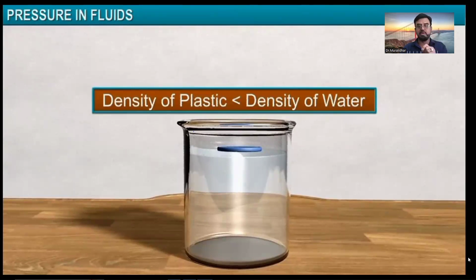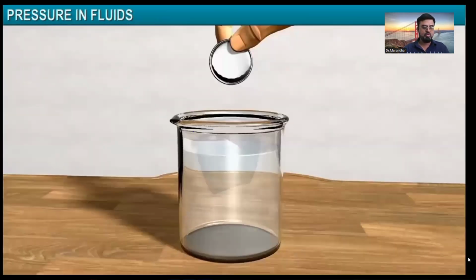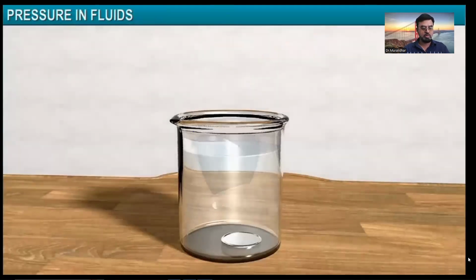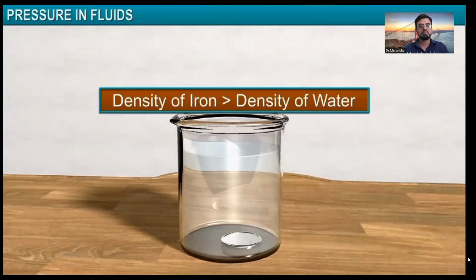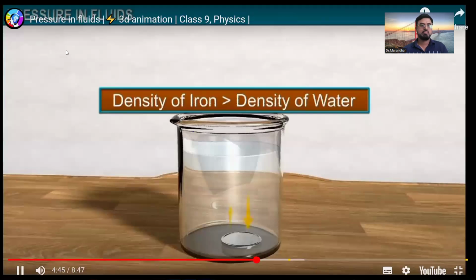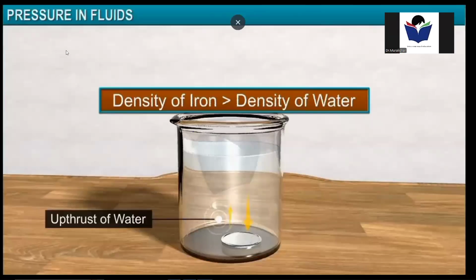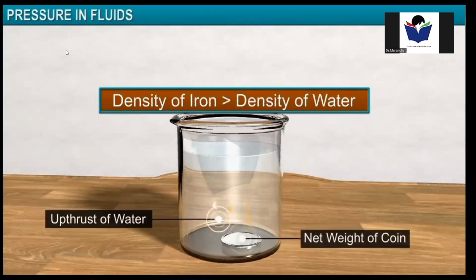So density is very important. That's why, before going further, knowing about density, we should know this. The upthrust of water on the plastic coin is greater than the net weight of the coin. On the other hand, the iron coin sinks because the density of iron is higher than the density of water. Therefore, the upthrust of water on the metal coin is not able to overcome the net weight of the coin.